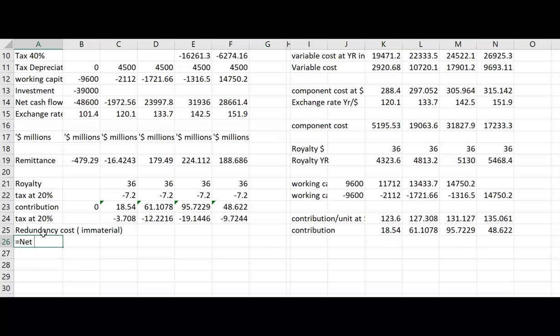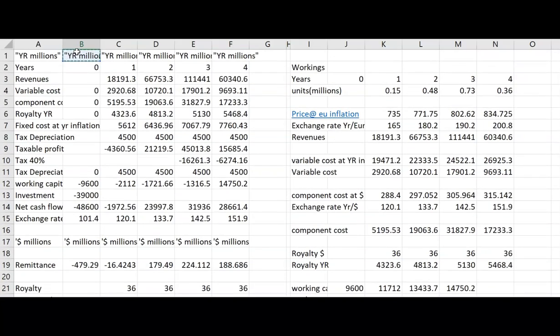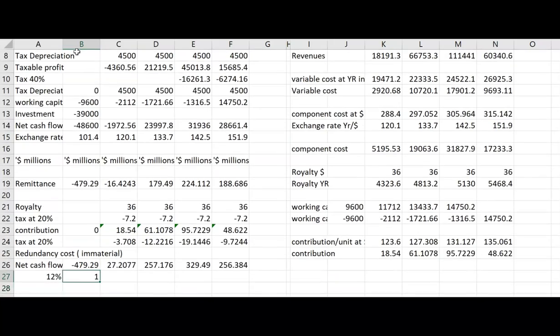Calculate the net cash flows. Now discount all the cash flows with a discount factor of 12%. There are two ways to calculate the present value. First one is the traditional way, that is, write the 12%, 1.12 raised to power minus year, link it with the years. Copy into the next cells.